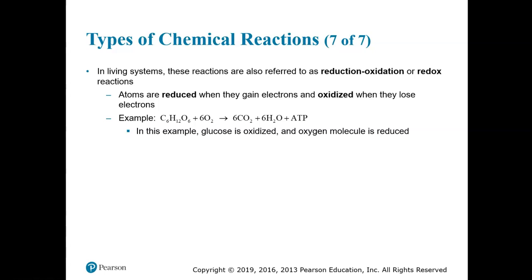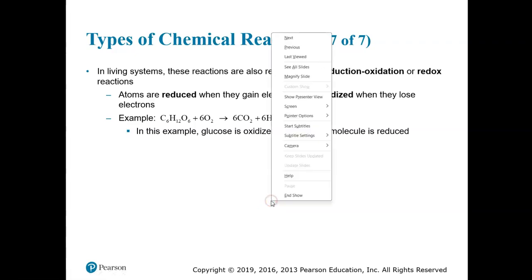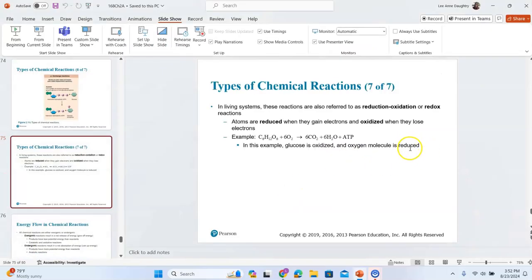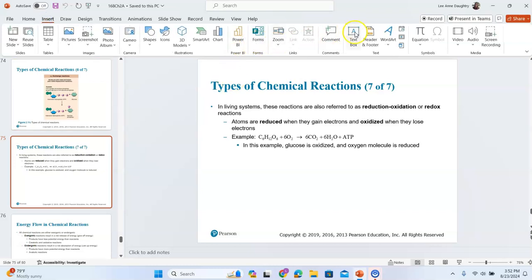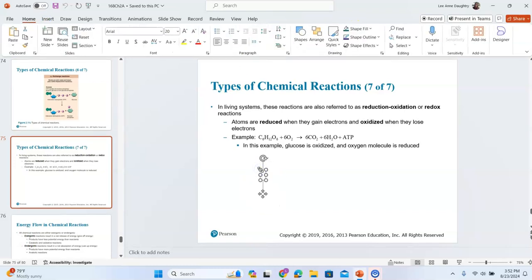And we also have oxidation reduction reactions or redox reactions. Cellular respiration is an example of a redox reaction. In redox reactions, one of the reactants is oxidized and one of the reactants is reduced. I always teach my students the word OIL RIG, and I'm not even going to try to handwrite it, but I am going to insert a text box and just write it out for you.